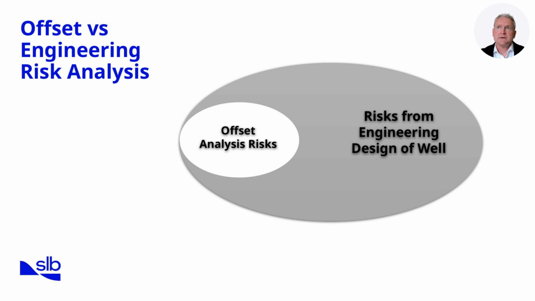Engineering risk analysis, on the other hand, is forward-looking. It considers the technical design of the well, things like casing points, mud weight windows, and pressure regimes. This type of risk analysis evaluates whether the well design itself creates exposure and how those risks can be managed before the bit ever turns to the right. By combining both approaches, we get a balanced view of what could go wrong and how to prevent it. Next, we'll explore how risk analysis links directly into engineering design.